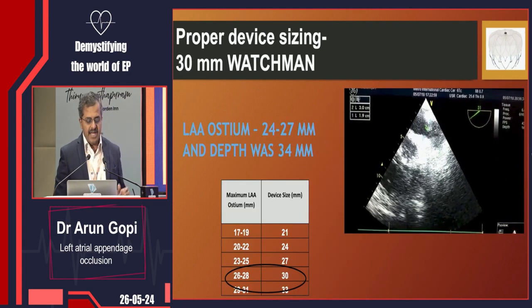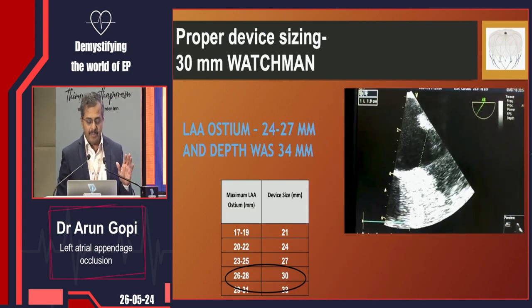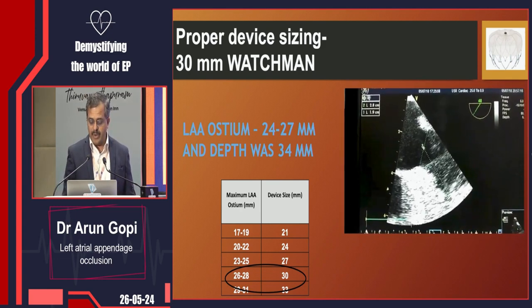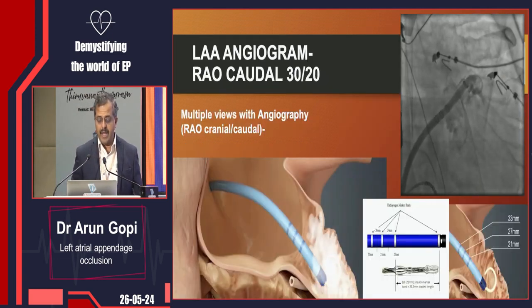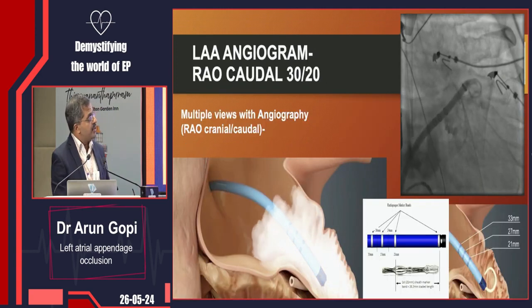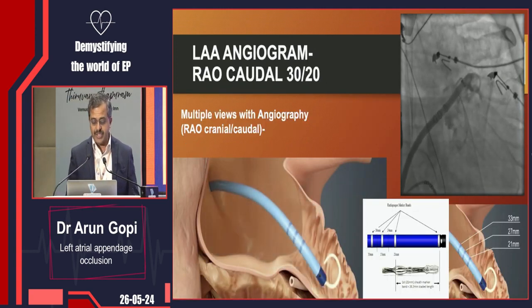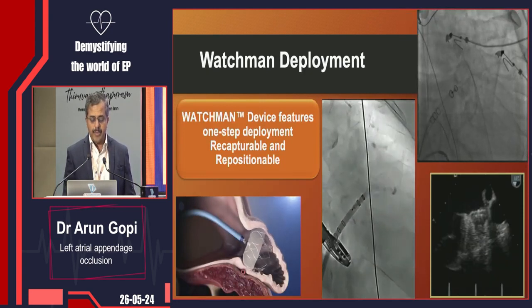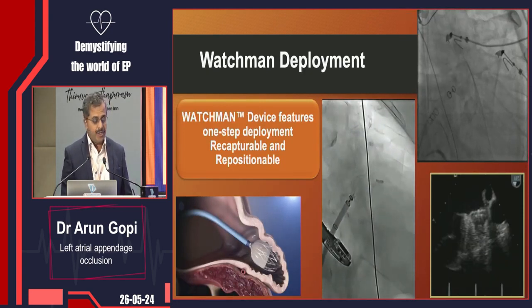In our index case, the appendage was about 24 to 27 mm in the ostium, and the depth was 34. So we thought of taking a 30 mm device. So we take an appendogram in a right anterior oblique caudal view. This is an appendogram in the caudal view with the pigtail inside it. And the deployment is actually quite simple. It's a one-step deployment, and it can easily be recaptured and repositioned.